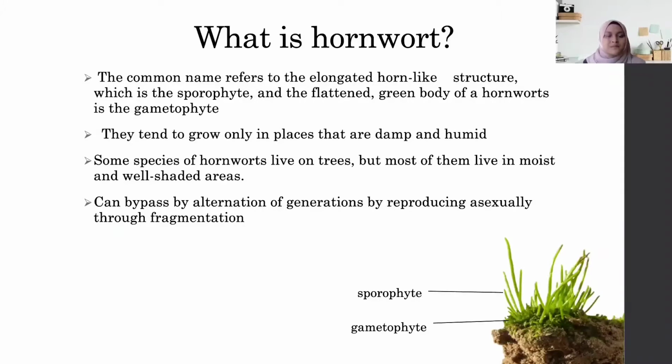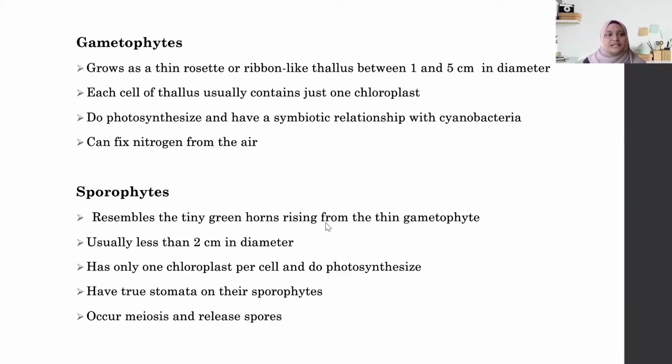Hornworts can bypass alternation of generations by reproducing asexually through fragmentation. Hornworts are divided into two parts, which are the sporophyte and the gametophyte. Gametophytes grow as a thin rosette or ribbon-like thallus between 1 and 5 cm in diameter. Each cell of the thallus usually contains just one chloroplast. Gametophytes do photosynthesize and have a symbiotic relationship with cyanobacteria. Gametophytes too can fix nitrogen from the air.